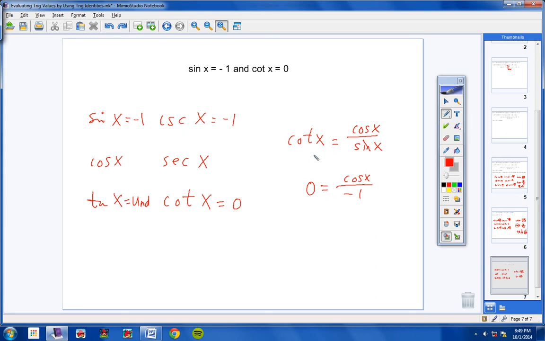So cotangent equals 0, cosine is cosine, sine's -1. Now, if I'm trying to solve for cosine, I'm going to multiply both sides by -1 to get rid of the denominator. So if I multiply 0 by -1, I get 0. If I multiply this side by -1, the -1 would cancel, leaving me with cosine. So there we go. The cosine of x is 0. And then, of course, if the cosine of x is 0, then the reciprocal, if I flip 0, I'm going to get undefined. Okay, so there we go.